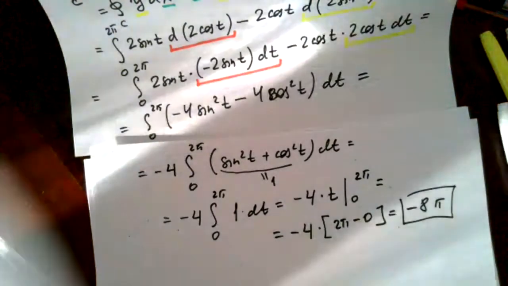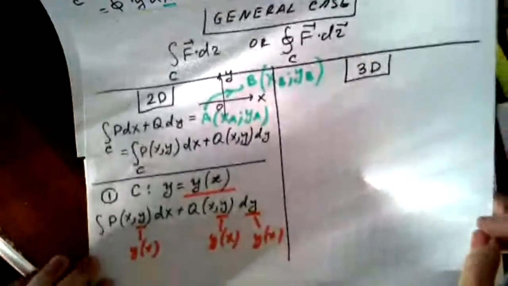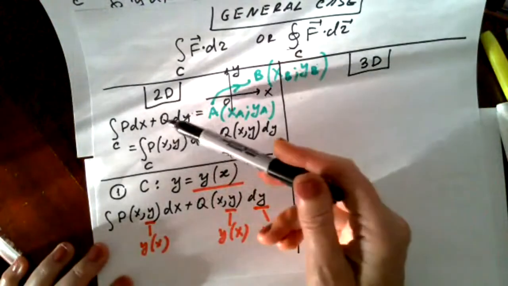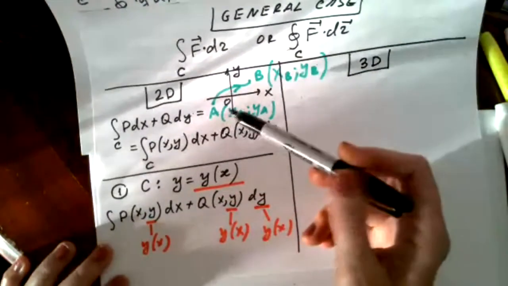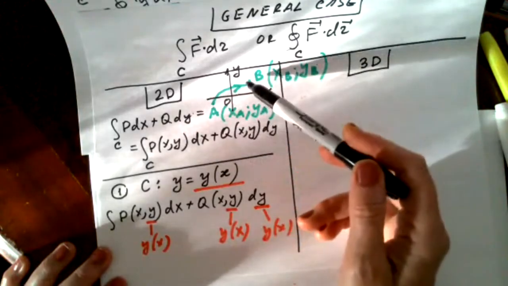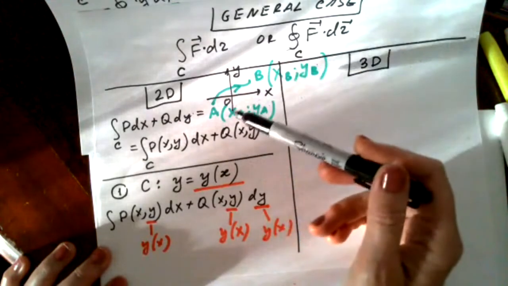So as you can see, let's get back to our column. In case of 2D, you might have two situations, depending on which form your curve is given, your path is given.